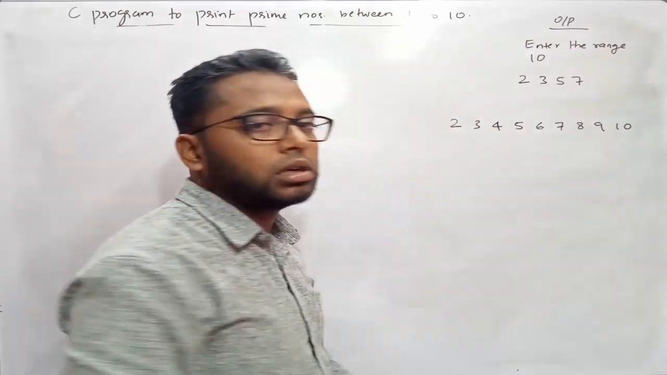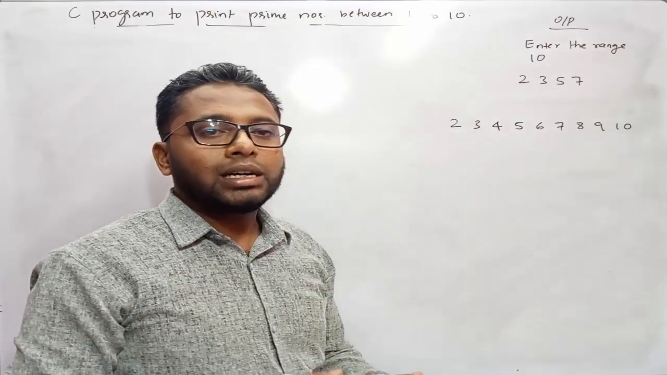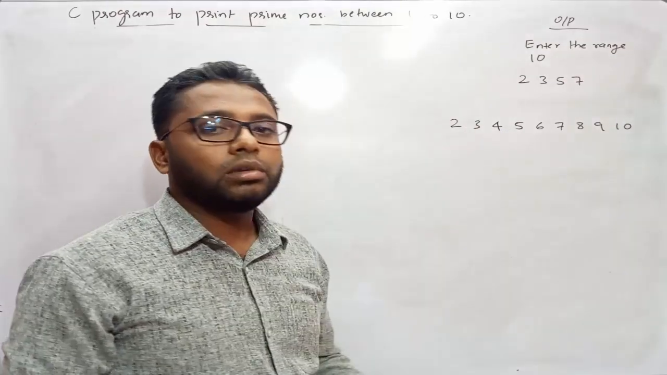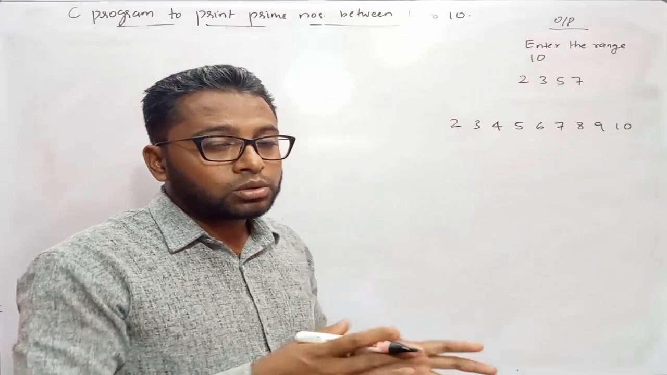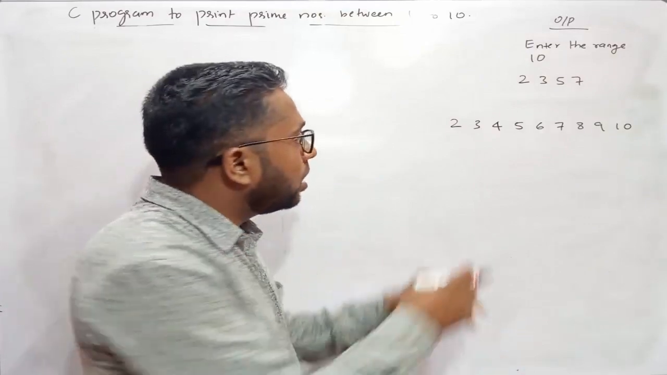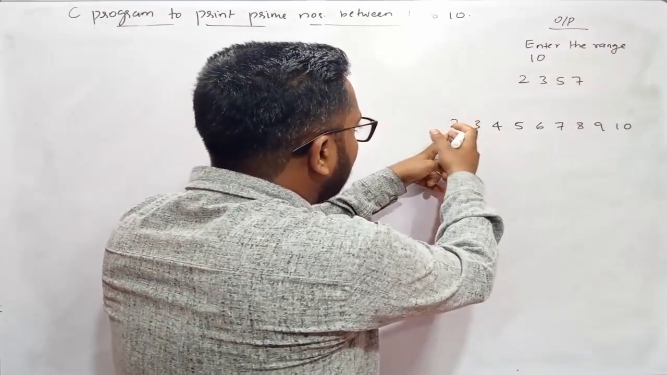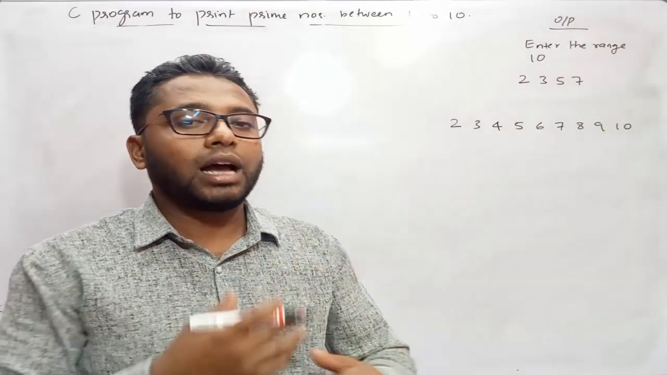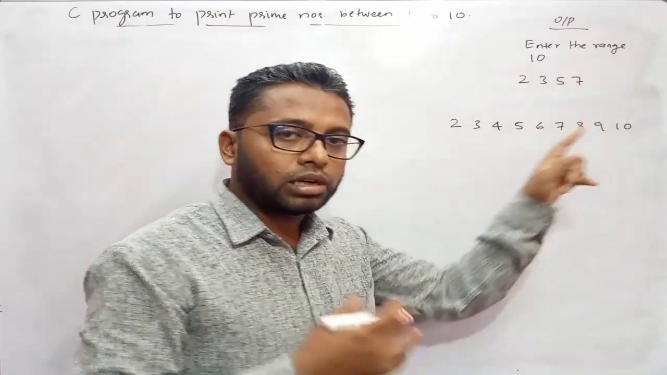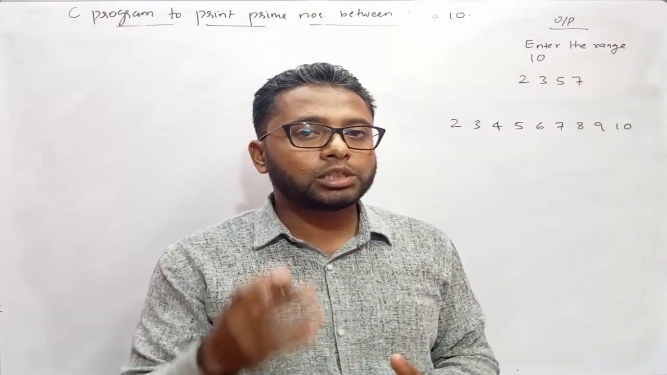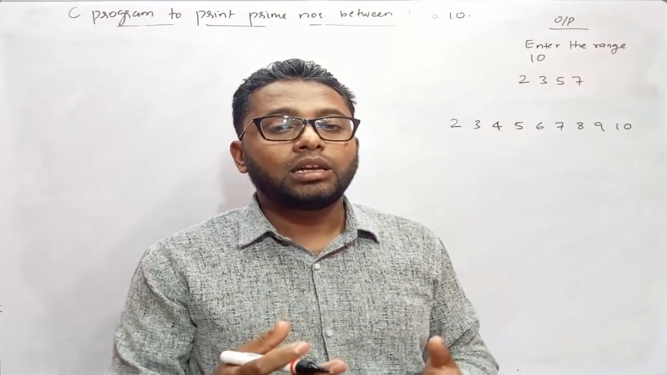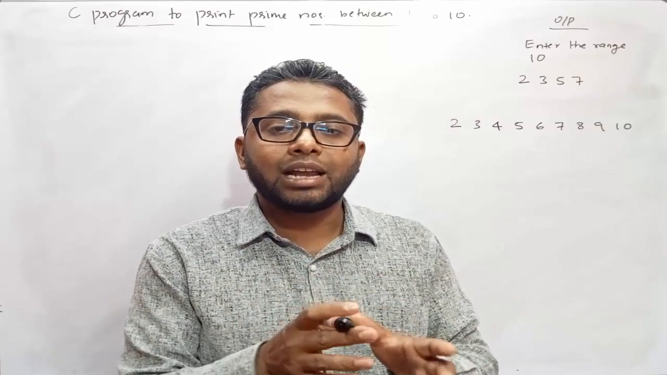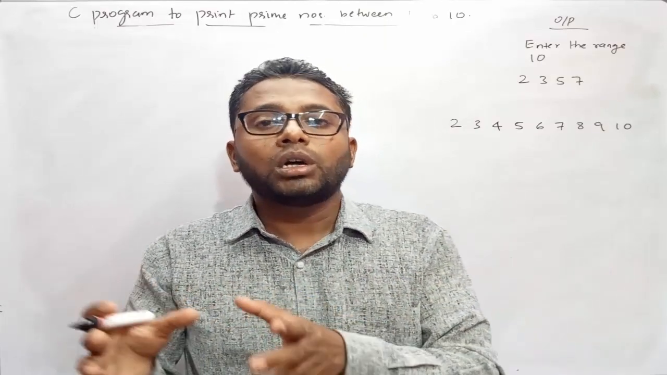Similarly, we need to check the number 4. If the number 4 is divisible by a number other than 1 or by itself, then this number is also not a prime number. So this checking we need to perform on each and every one of these numbers, starting from 2 to 10. That means here we are performing a specific task again and again with each and every number. Whenever in programs we are performing a specific task again and again, we must use a looping construct, and that looping construct can be either a for loop or a while loop or a do while loop.